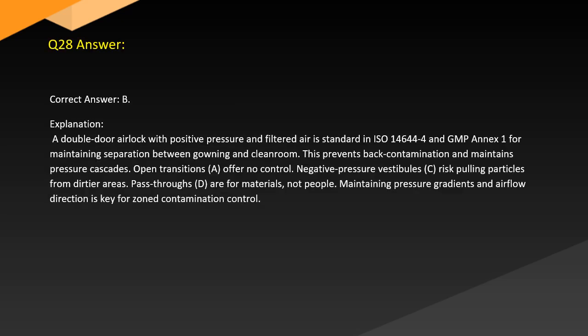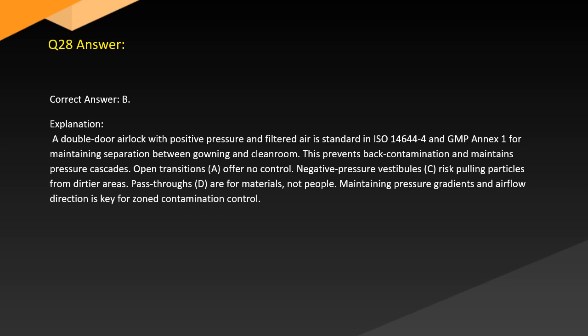Answer. Correct answer: B. Explanation. A double door airlock with positive pressure and filtered air is standard in ISO 14644-4 and GMP Annex 1 for maintaining separation between gowning and cleanroom. This prevents back contamination and maintains pressure cascades.